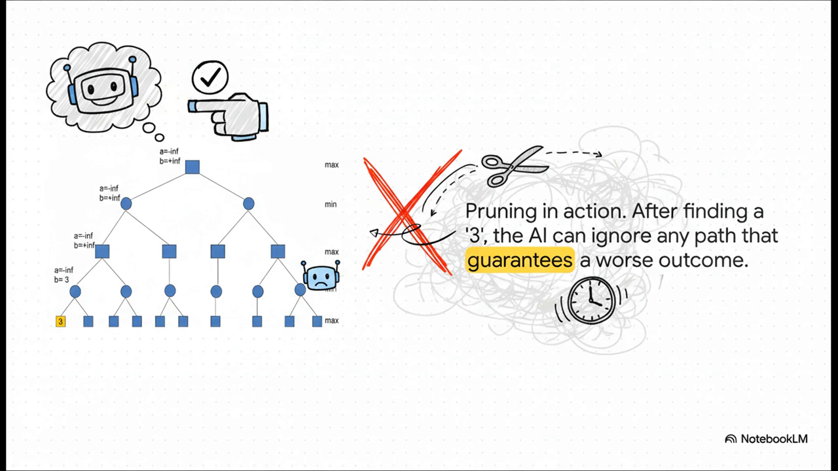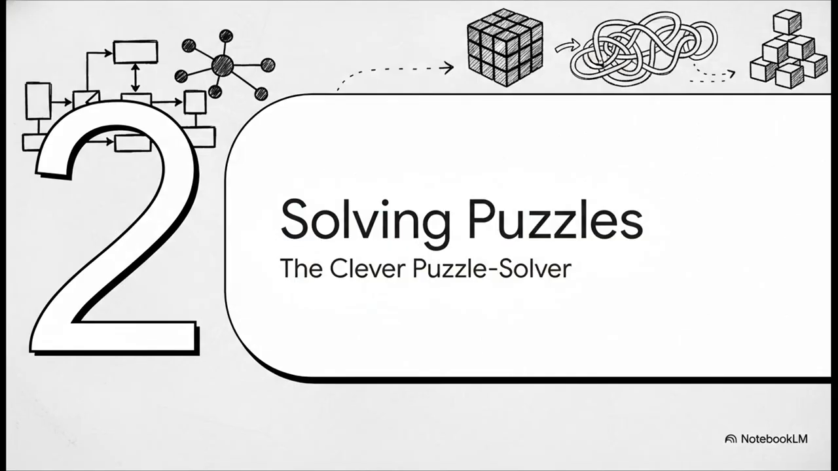Once the AI finds a path that guarantees it a certain score, let's say a score of 3, it uses that as a benchmark. Now, as it explores other branches, if it stumbles into a situation where the opponent can force an outcome that's worse than 3, the AI can just immediately stop. It completely ignores that entire section of the game. Why? Because it's already found a better option, so there's absolutely no reason to waste time on a path it knows is inferior.